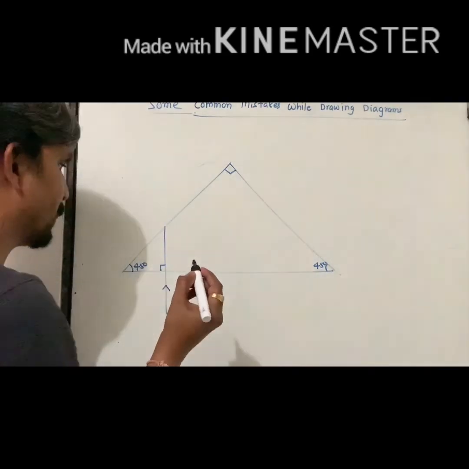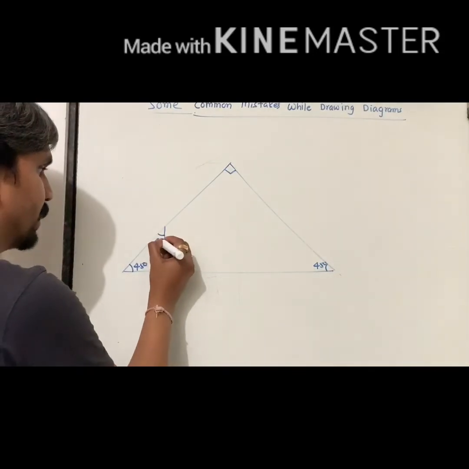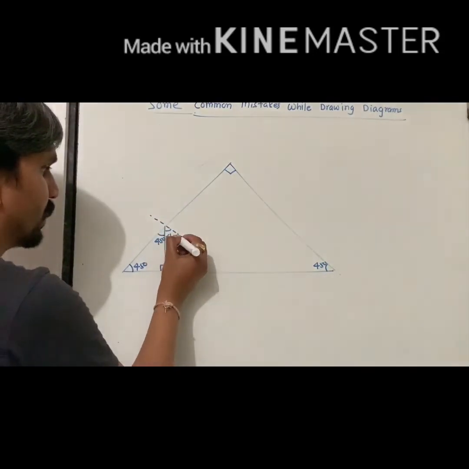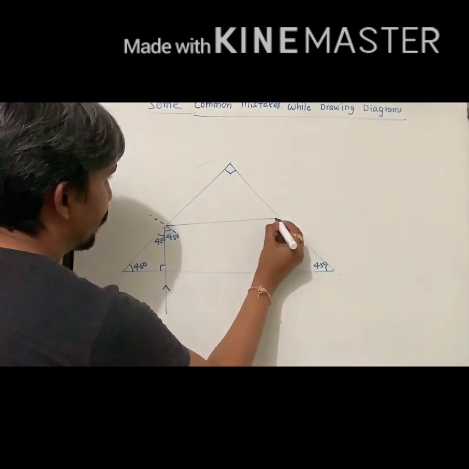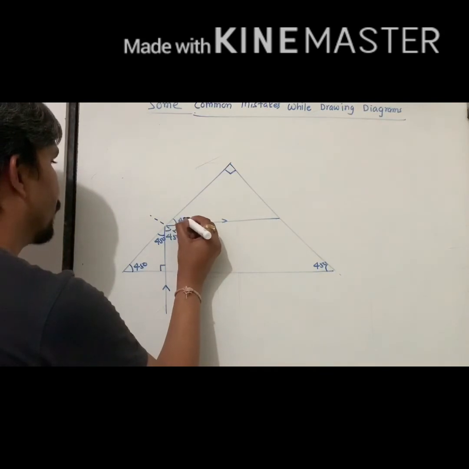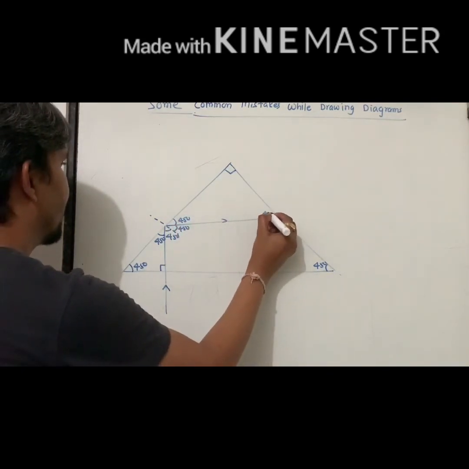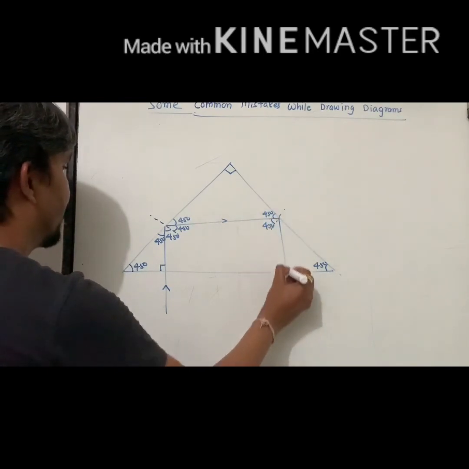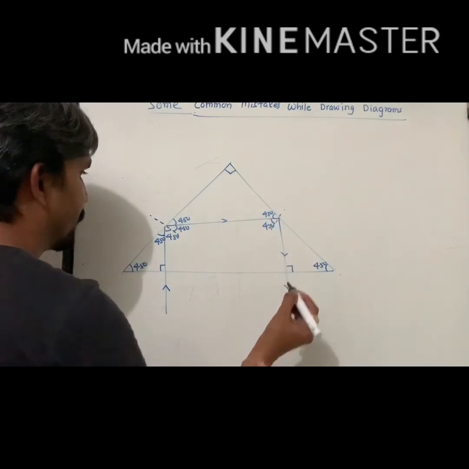Incident normally, this is 90. This is 45 degrees. This is the normal drawn. This is again 45 degrees. It will reflect like this. This is 45 degrees, 45 degrees. This is 45 degrees. This is the normal, 45 degrees. It will get reflected like this. This is 90 degrees. Right?